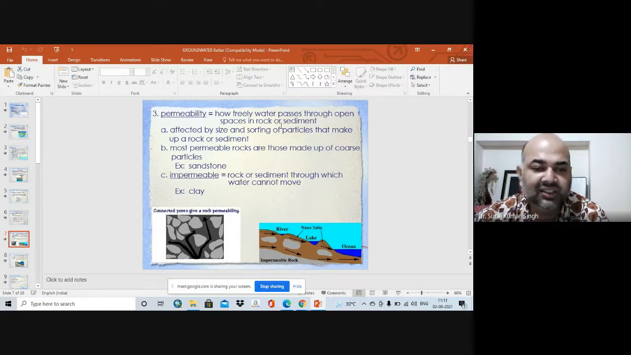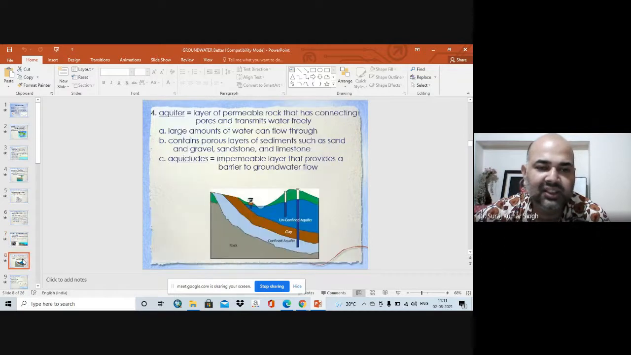An example is sandstone. An impermeable surface suggests rocks or sediments through which water cannot move. So whenever you say there is a pervious surface, there is also an impervious surface. Impervious means there is no movement of water, and pervious means there is movement of water. You can see how different rock types have different kinds of porosity and permeability.